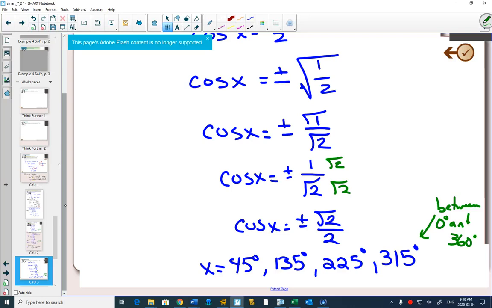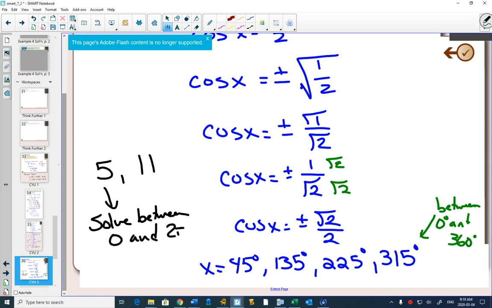Now for your practice questions on this one, I have questions 5 and 11. But in question 5, it says verify if a solution is right or something like that. Instead of doing that, just solve it normally between 0 and 2 pi. And the answer that they ask you to verify should be one of your answers.